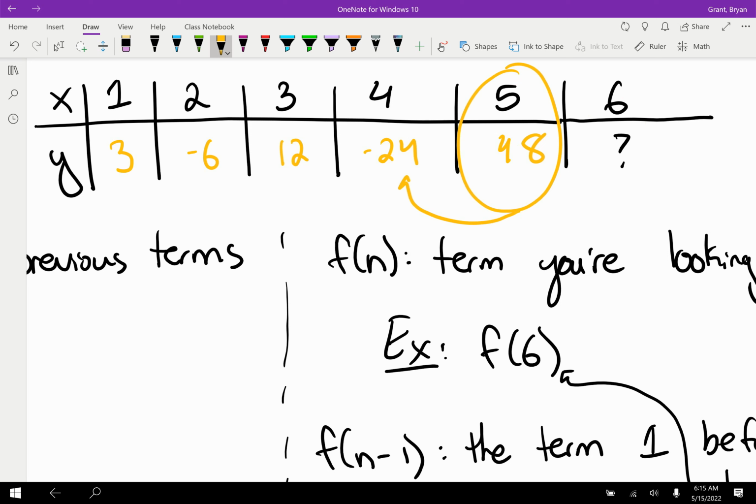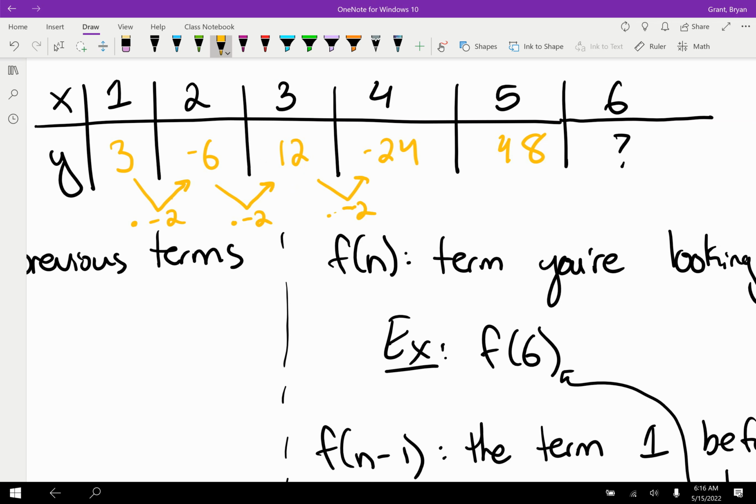Could you have found 48 if you knew -24? Could you have found -24 if you knew 12? Could you have found 12 if you knew -6? And starting at the beginning, maybe another way to phrase this is, what's the relationship to take you from 3 to -6? Hopefully you can see you're multiplying by -2 every time, aren't you?